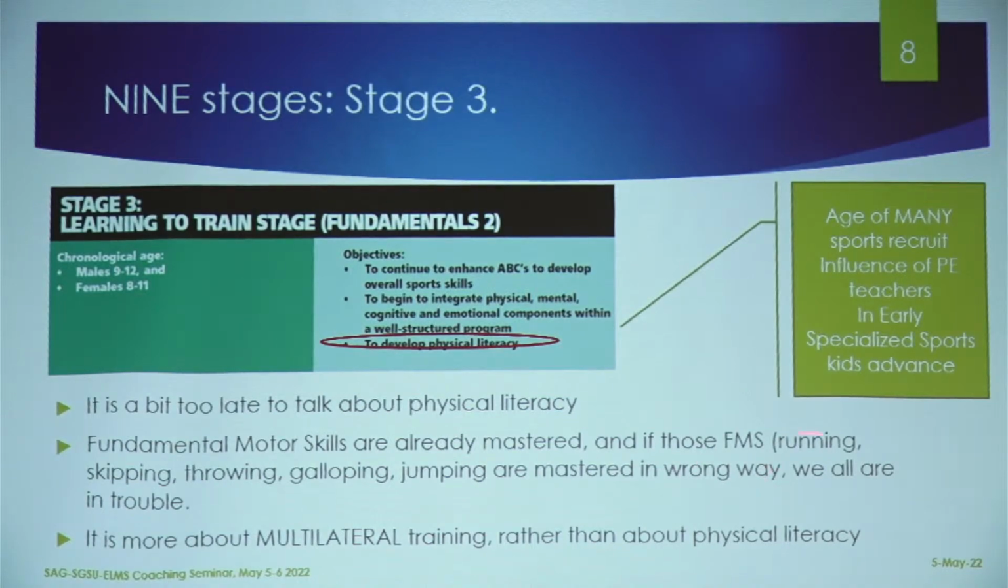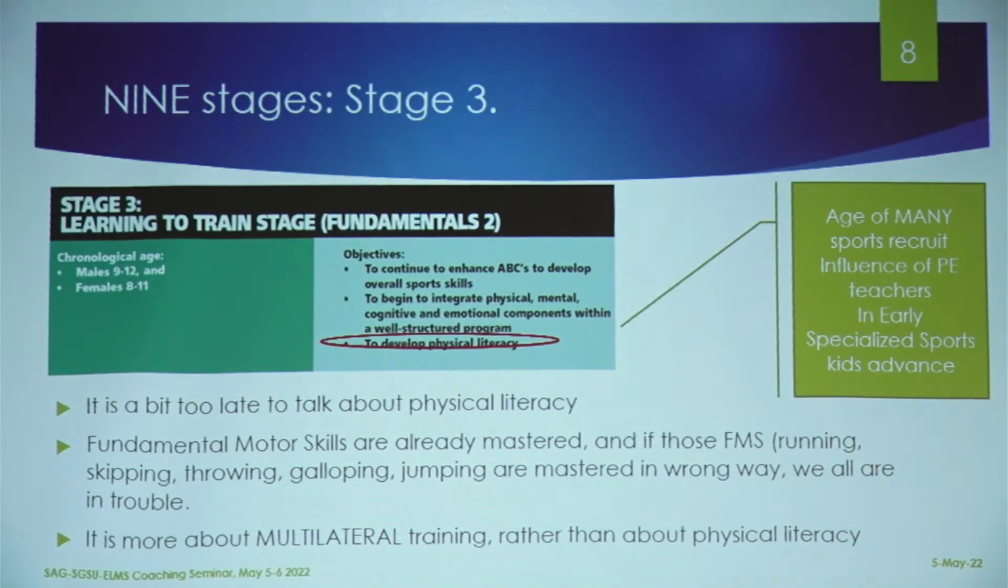And if those fundamental motor skills like running, skipping, throwing, and so on, are mastered in a wrong way, we are all in trouble. Why? Because the fundamental motor skill has been mastered in a flawed manner, coordination-wise, then it's not to say almost impossible to fix it, but it will take time and effort, and we don't know how long. It is more about multilateral training rather than about physical literacy.